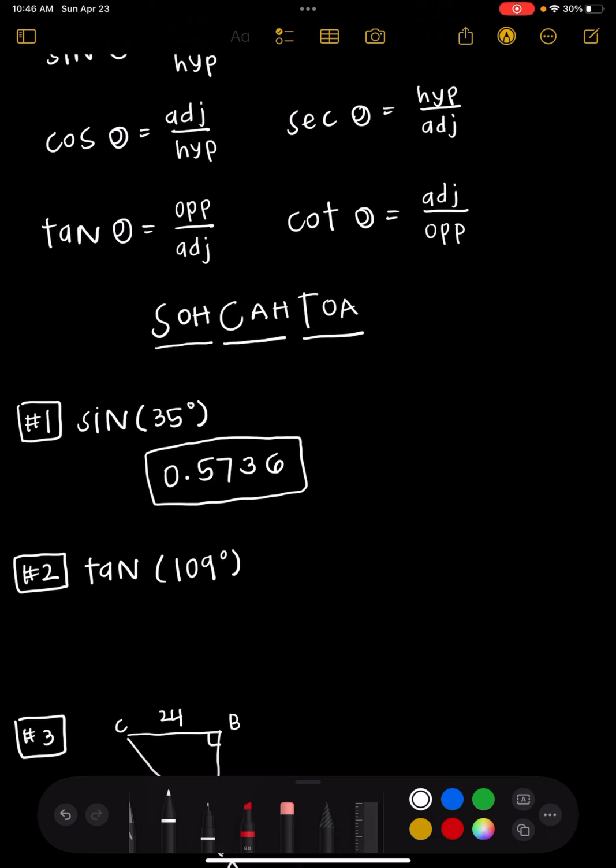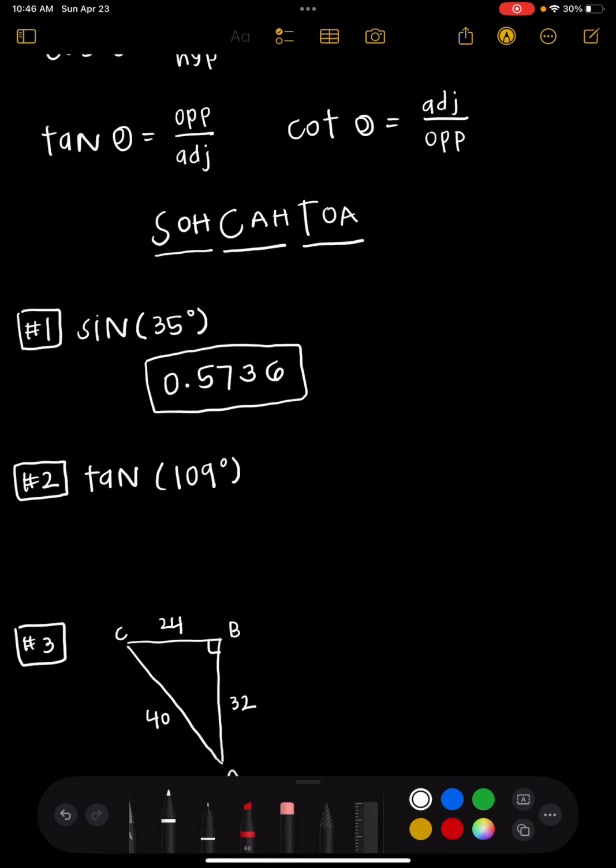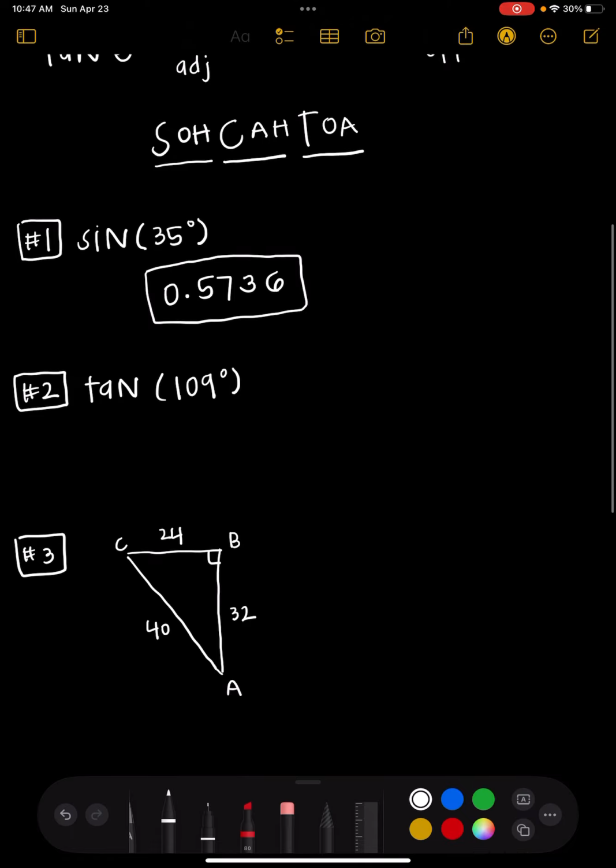Now, if you come up with something different, but you typed in exactly the same thing, then your calculator is in the wrong mode. You want your calculator to be in the degree mode rather than the radian mode. And we'll keep it in the degree mode for the entire lesson, so you don't have to worry about switching back and forth. All right, so now let's do the second example, which is tangent 109.